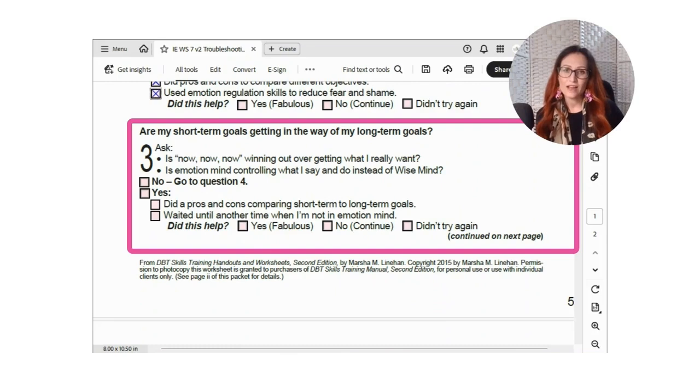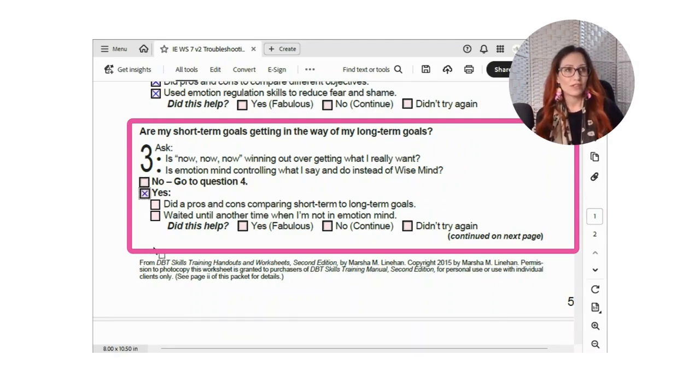Question 3, are my short-term goals getting in the way of my long-term goals? Ask yourself if you're prioritizing feeling better now over what is best in the long term, or perhaps emotion mind is in control. If you decide that, no, my short-term goals are not actually getting in the way of my long-term goals, then you can go on to number 4.